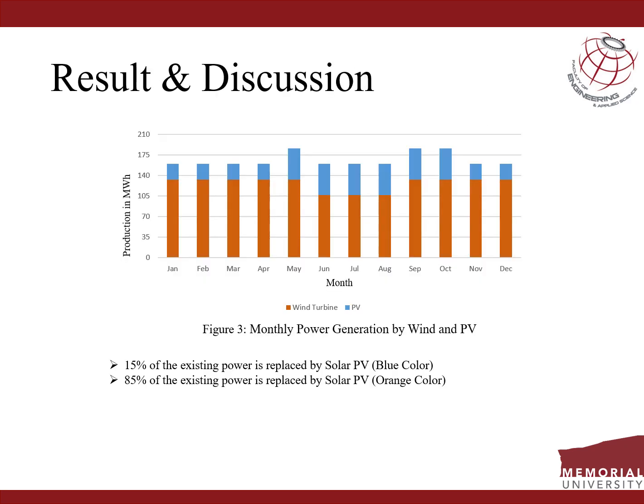Now let's discuss the results and discussion after the simulation. From the figure we can clearly see that 15% and 85% of the existing diesel power of the location has been replaced by solar power and the wind turbine respectively. The orange part of this graph shows the wind turbine and the blue one represents the PV. Although there are some major issues with solar power from May to August due to change in weather conditions.